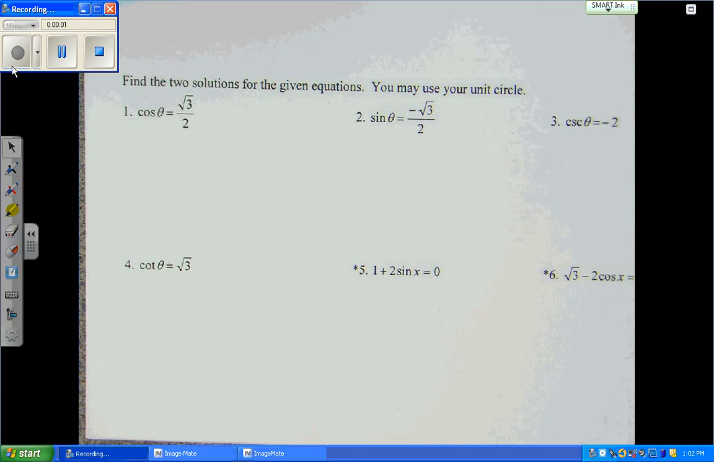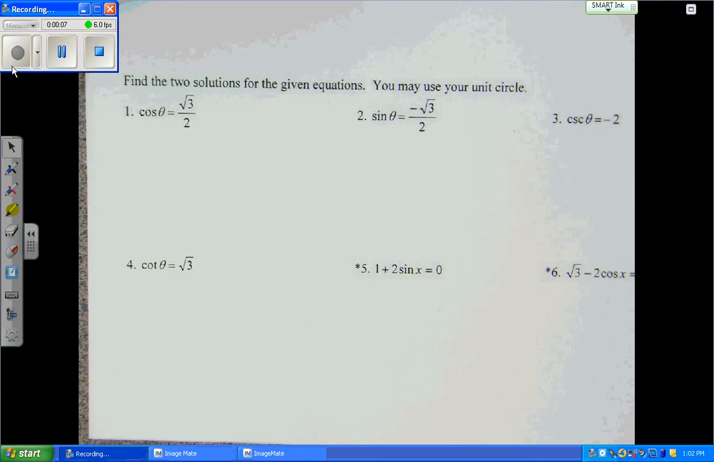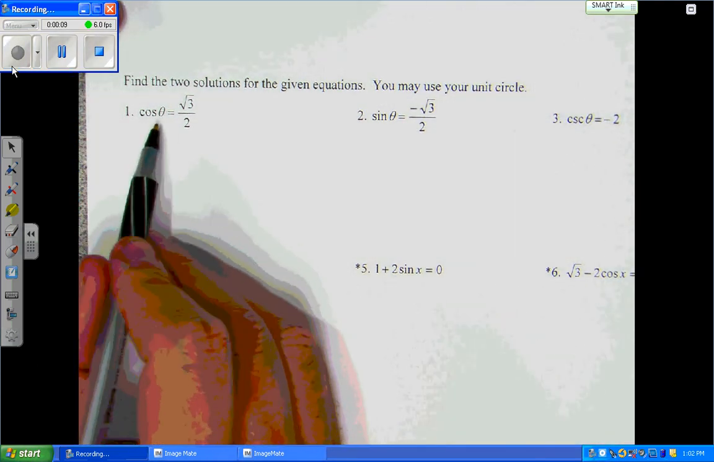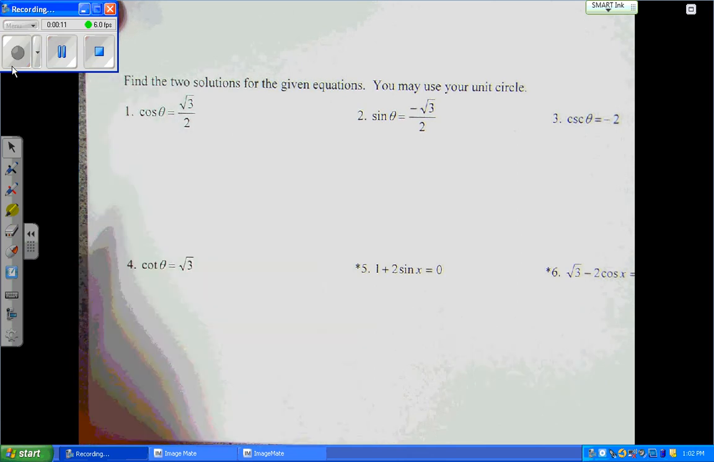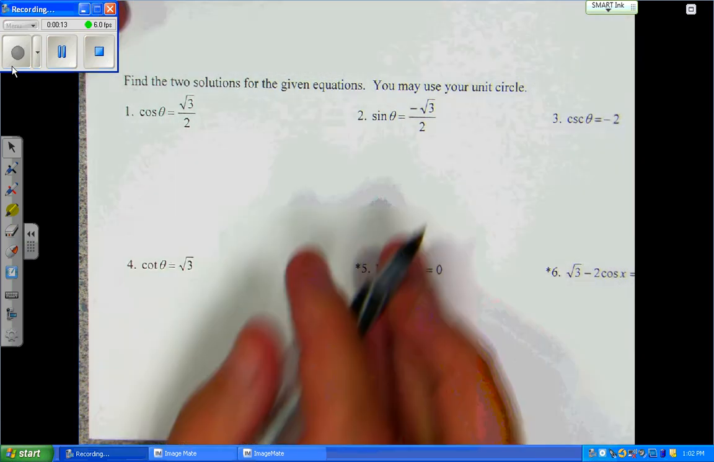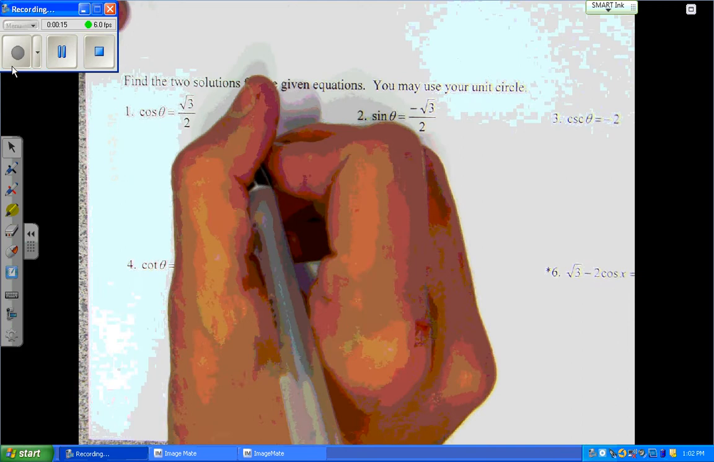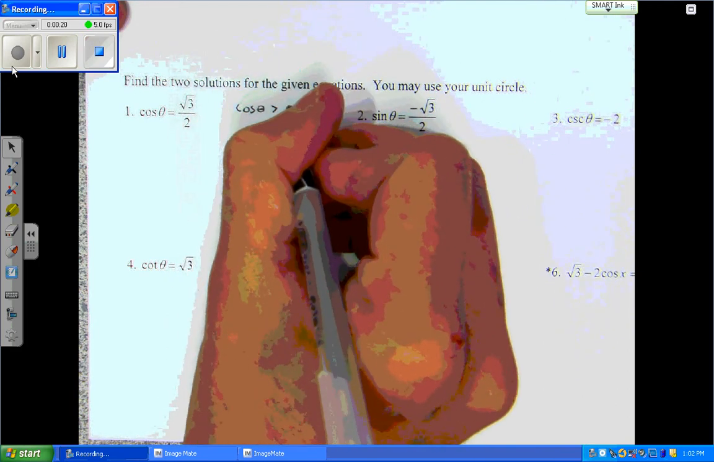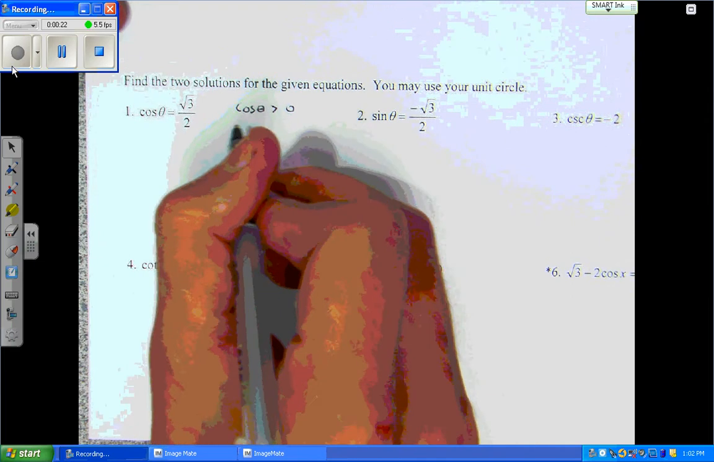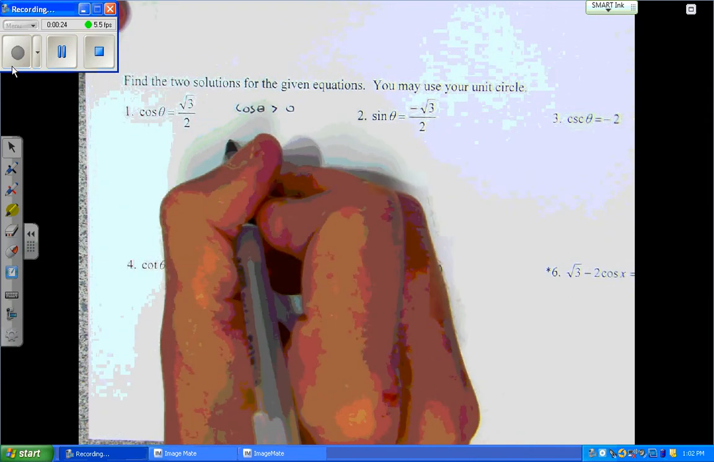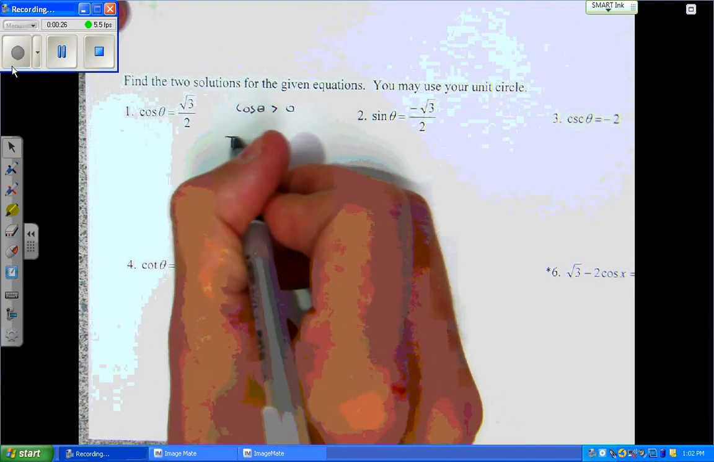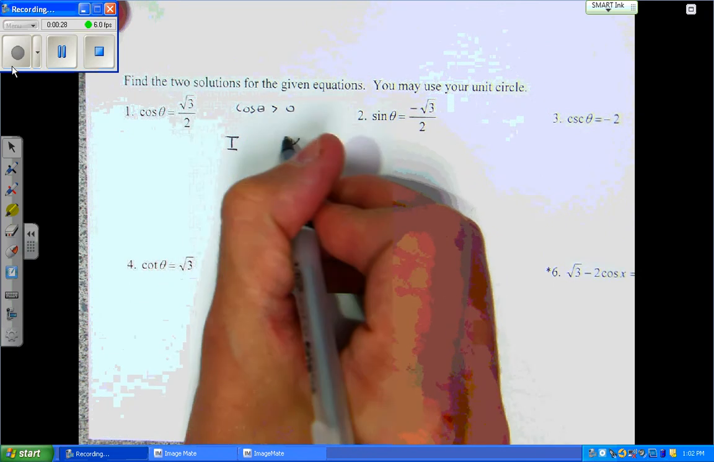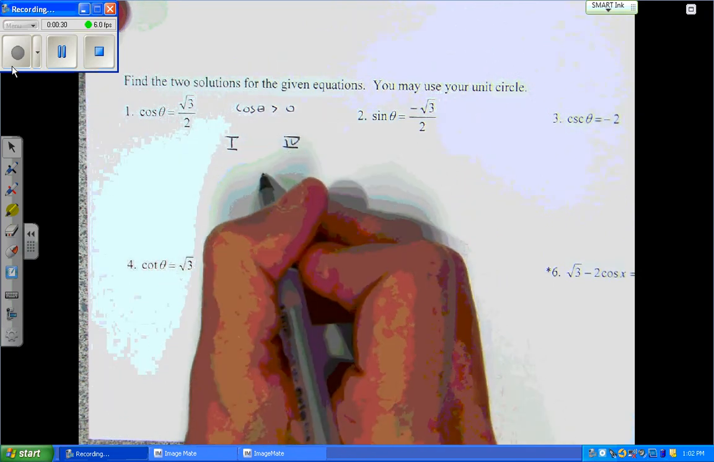We're trying to find the solutions to the given equations. Now you may use your unit circle if you would like. We are trying to find out the cosine of what angle gives us a square root of 3 over 2. Well, we first should notice that the cosine of the angle is positive. From our lesson before, we should know that this is going to put our answers in either the first or fourth quadrant. So we're going to get two answers.